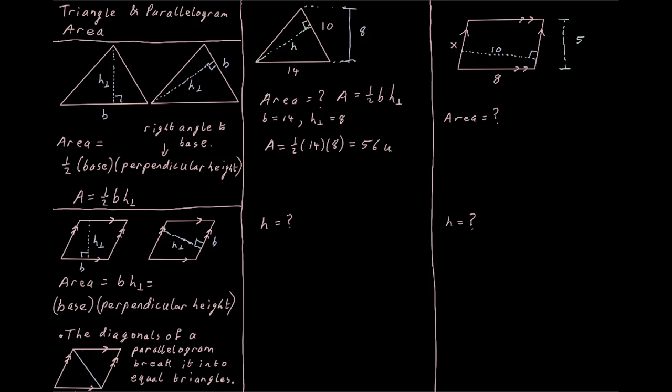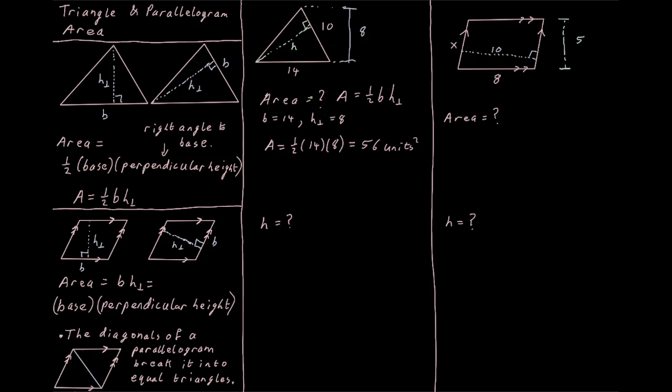56, and it's a size of something, so I'd say units squared. I don't know what the measurements are in here, but they're in some units. I have 14 units and 8 units, so I have an area of 56 units squared. Now, how would I find the height, the h that's labeled here?